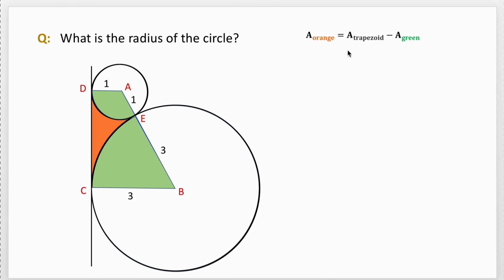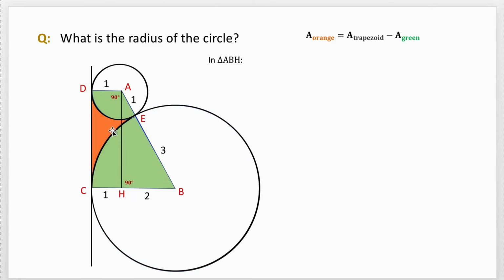To find A trapezoid, we draw the line segment AH perpendicular to BC. The length of AH represents the height of the trapezoid. We need the length of this line to find A trapezoid.